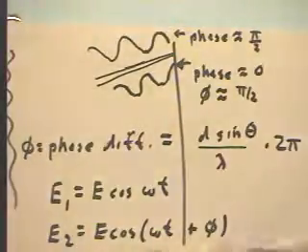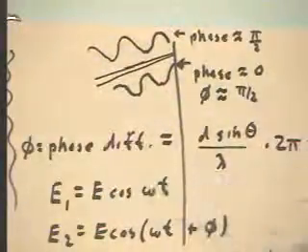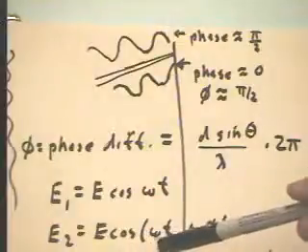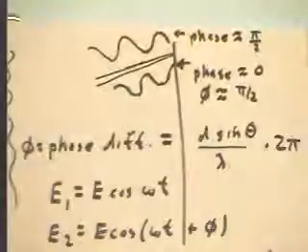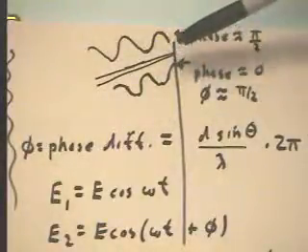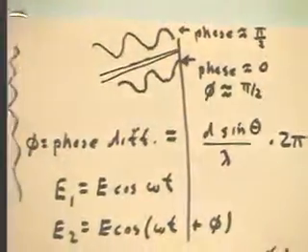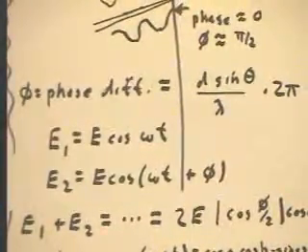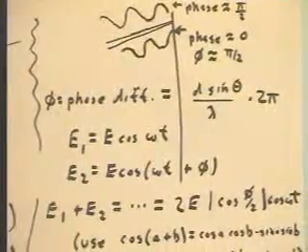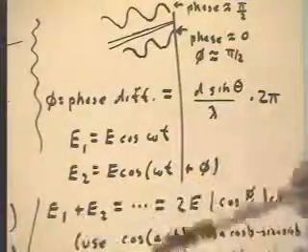In this case, the electric field of one wave might be E cosine omega t. Then this one's going to be E cosine of omega t plus phi, the phase difference. The brightness that we get at this point will therefore be determined by E1 plus E2. We simply add the two electric fields, which will determine the brightness.